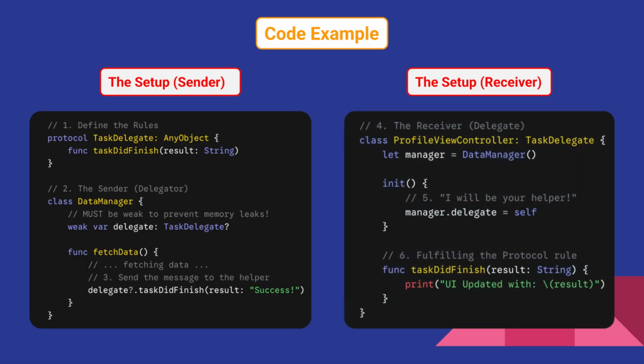Finally, look at the receiver on the right. Our profile view controller adopts the protocol. Inside the init method, it assigns itself as the helper by saying manager.delegate equals self. Then, it provides the actual code for the taskDidFinish function to print and update the UI.